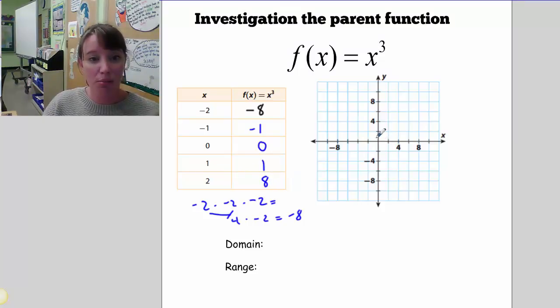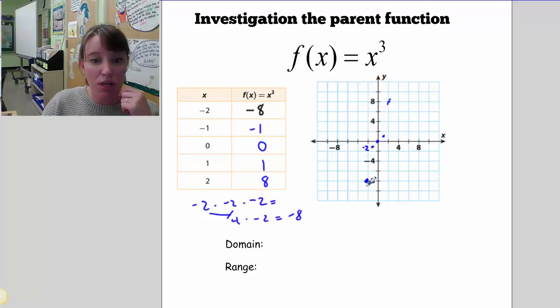Okay, so let's go ahead and plot these. This is going by 2s: 2, 4, 6, 8. So negative 2, negative 8 is here. Negative 1, negative 1 is here. 0, 0 is here. 1, 1 is here. And 2, 8 is here.